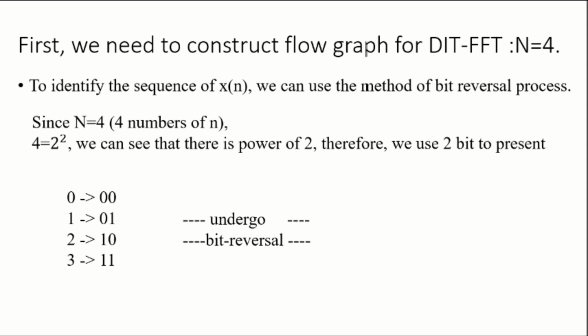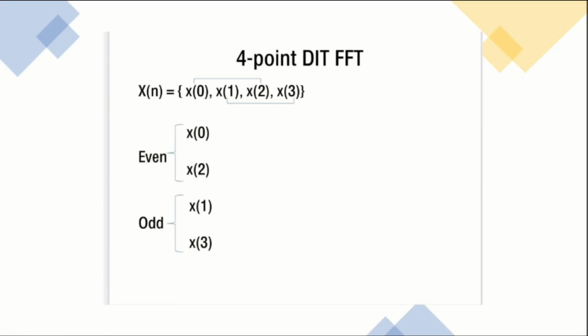After the bit reversal, we can see that the bits are reversed. 00 is unchanged. 01 changes to 10, 10 changes to 01, and 11 also remains the same. So the new sequence appears: 0, 2, 1, 3. You can also use the way of identifying the even numbers and the odd numbers to arrange it.